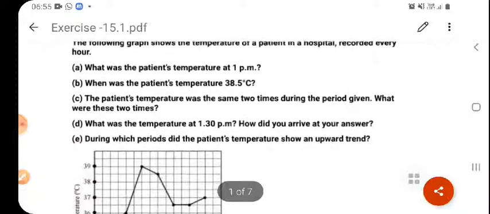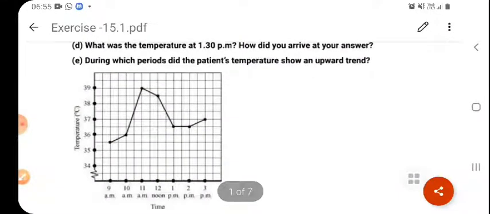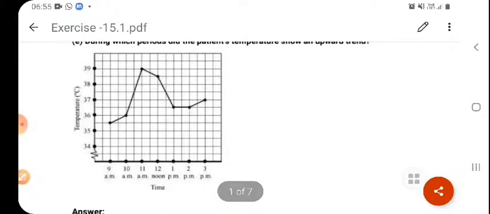The patient's temperature was the same two times during the given period. What were these two times? The two times are 1 p.m. and 2 p.m., where the temperatures of the patient remain the same.